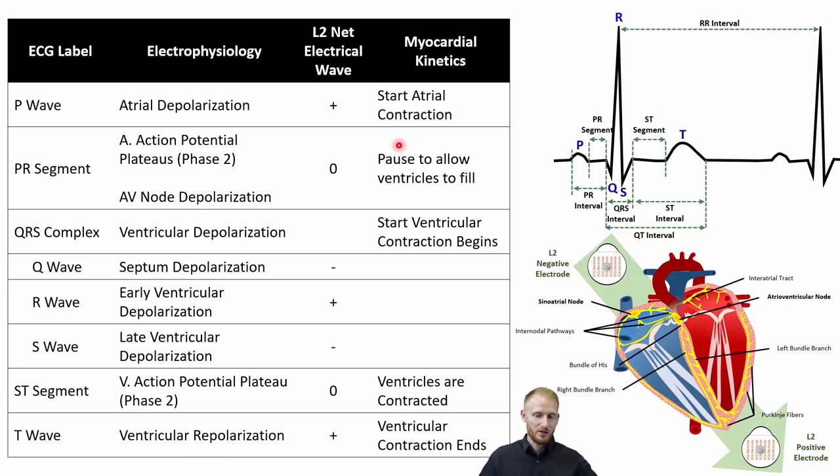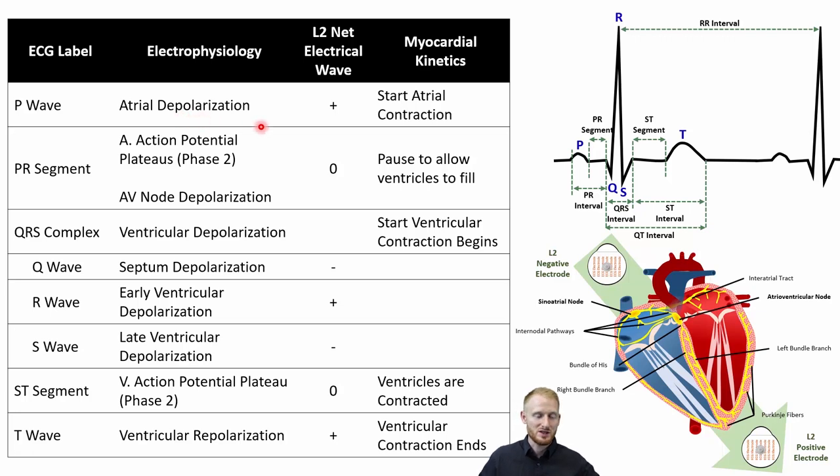All right, so the first wave here is called the P wave, and these are labeled starting with P just along the alphabet, so P, Q, R, S, T. Again, the P wave is the first wave that we see. That is atrial depolarization. Remember, depolarization is what starts contraction.